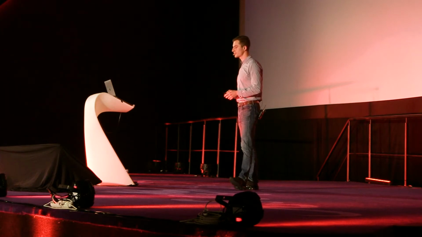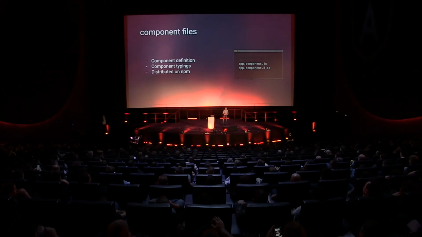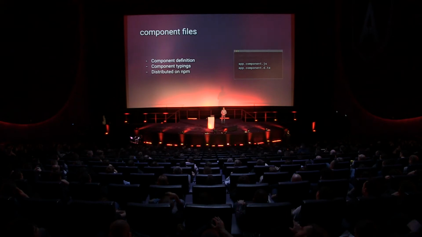NPM library so that your users can use ahead-of-time compilation and take advantage of the different features that we provide with our language service. The component JS and DTS, these are the most intuitive ones. Of course, the JS file provides the JavaScript logic for your components, and the DTS file provides the type definitions. You must distribute this on NPM if you're a library author.